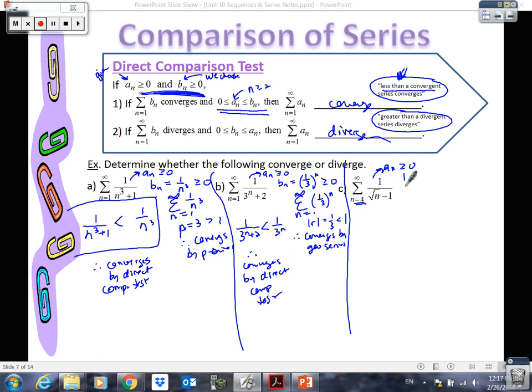So we're going to say our b sub n is going to be 1 over the square root of n. That's what we're going to use for our comparison, and that is also greater than or equal to 0.